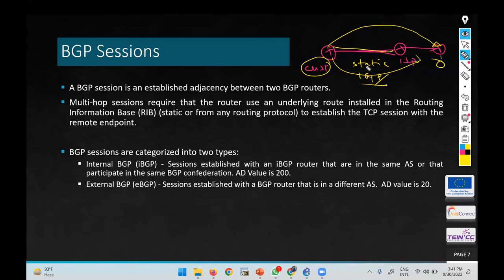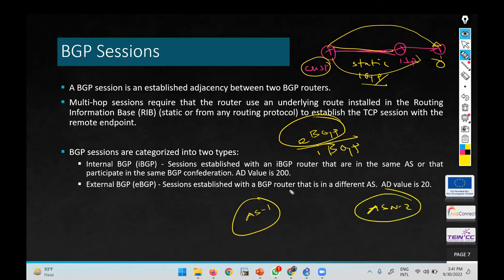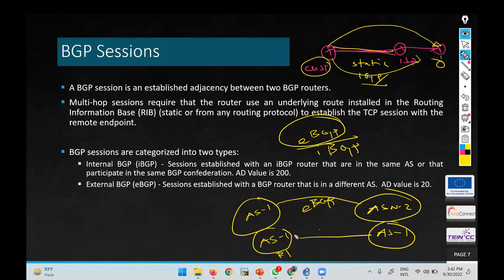By default, if we categorize BGP sessions, there are two: one is eBGP, another is iBGP. When we configure BGP between two different autonomous system numbers, like ASN1 and ASN2, it is eBGP, the external BGP. When we configure BGP with the same AS number, like router one is AS number one and router two is also AS number one, then it is called iBGP, the internal BGP.